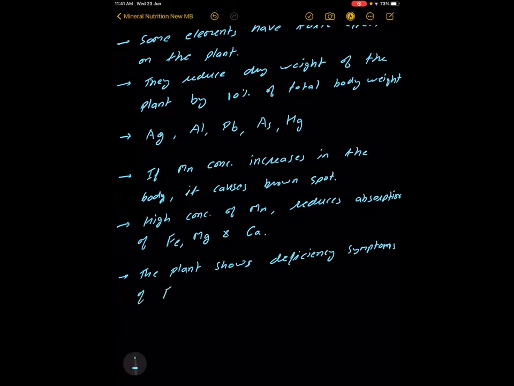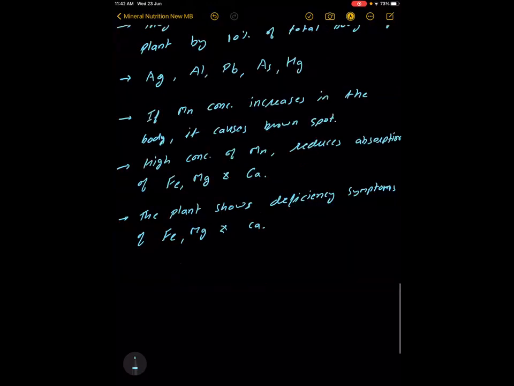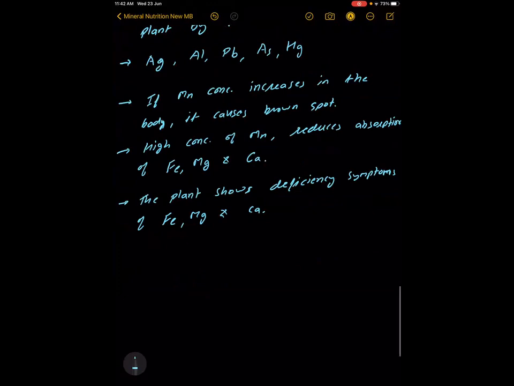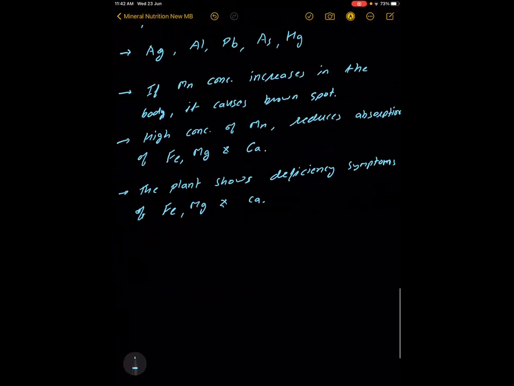Of iron, magnesium, and calcium. Okay, so these are some toxic elements. Now balancing elements. Balancing elements function against toxic elements. It means they reduce the toxicity, the poisonous effect of toxic elements, especially heavy elements.